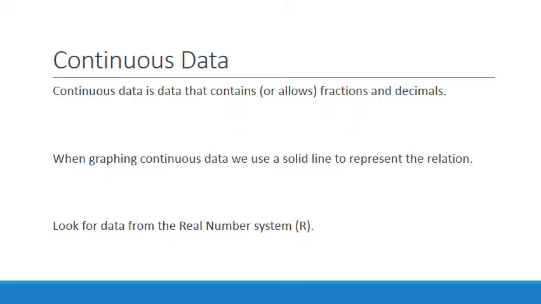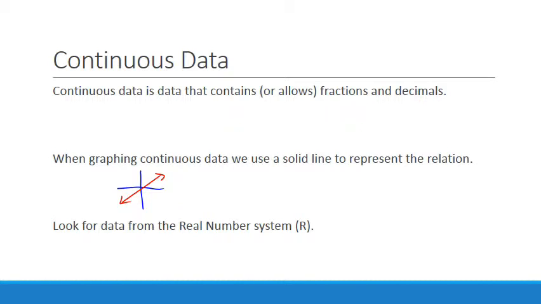So let's look at continuous data. Continuous data is data that contains or allows fractions and decimals. So we are allowed to have fractions or decimals in the questions. When graphing continuous data, we use a solid line to represent the relation. So, example, here's my x and y axes. I'm allowed to have a solid line. So when we're dealing with continuous, use solid lines. You are used to continuous data. When you're drawing lines, usually it's continuous data.